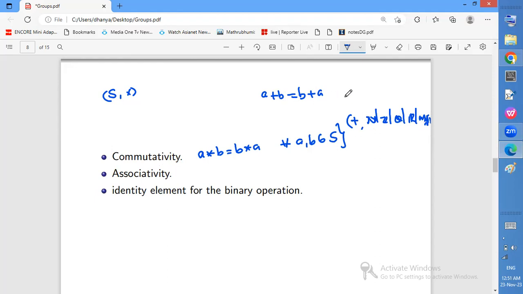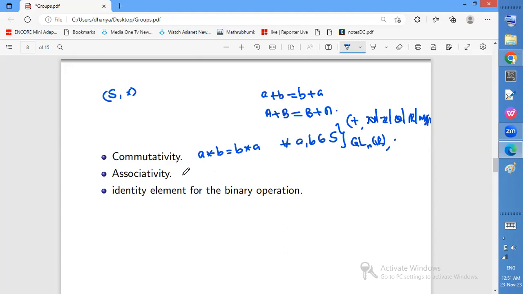Now what about M_n(R)? M_n(R) is the set of all n by n matrices over R. We know that matrix addition is also commutative. Given two n by n matrices A and B, A plus B is the same as B plus A. But what if I am considering GL_n(R) with multiplication or M_n(R) with multiplication? Multiplication is a binary operation on this set, but we know that matrix multiplication is not commutative in general. So this is not a commutative operation.